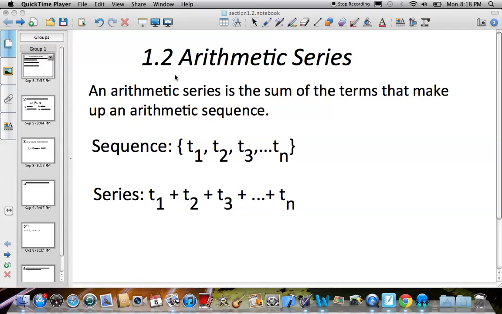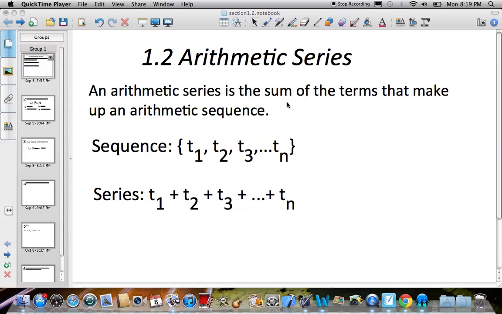So again, a lot of people in class are confused between the difference between a sequence and a series. To tell you the truth, they're really closely related, and you can't have one without the other. All a series is, is taking the terms of a sequence, T1, T2, T3, and so on until we get to the last term, Tn, and simply adding them together. So you add T1 plus T2 plus T3 and so on until you get to Tn, and you get a number. You're adding a finite number of terms together to get a number.